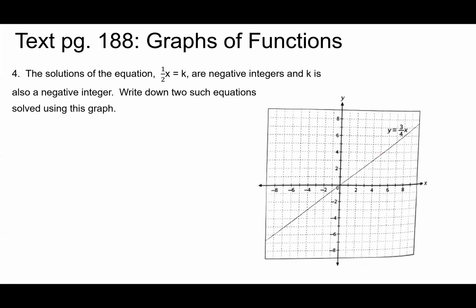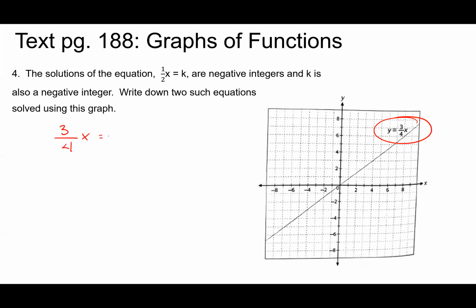Okay, let's do this last problem from yesterday. It says the solutions of the equation 1/2 x equals k are negative integers, and k is also a negative integer. Write down 2 such equations solved using this graph. Okay, this sounds a little bit harder than it is, right? Okay, here's our function right here, y equals 3/4 x. All right, so we could just say this, 3/4 x.